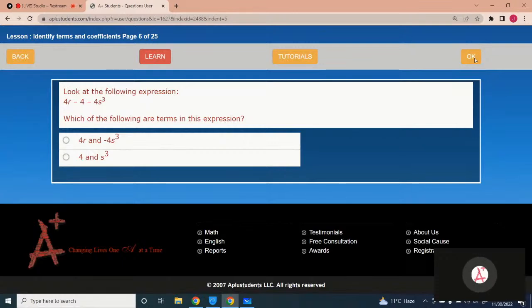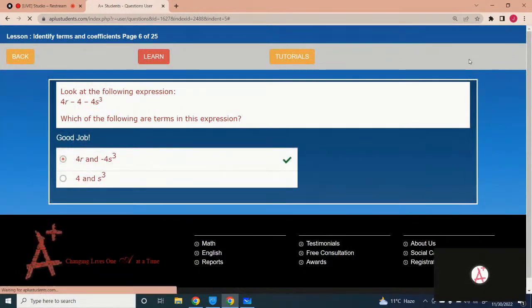Look at the following expression, 4r minus 4 minus 4s cube. Which of the following are terms in the expression? 4r and minus 4s cube, and 4 and s cube. Yes, the second option, because you don't have 4 in these expressions. It is negative 4. So you have 4r and negative 4s cube. So the first option is the correct one. Just select the correct option and click on the OK button.